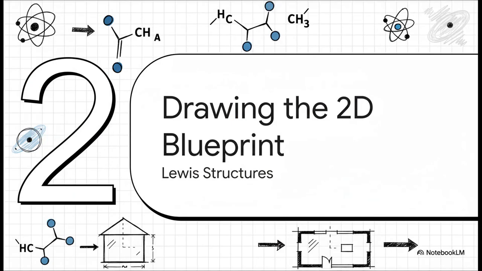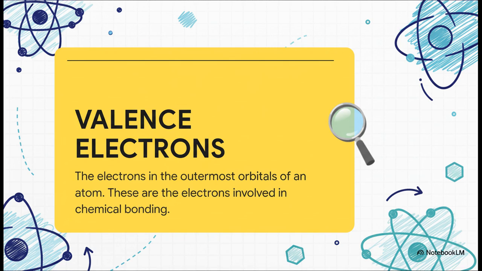Our first step is creating the 2D floor plan. In chemistry, we call these Lewis structures, and they are all about one thing: electrons. Now, we don't need to worry about all the electrons. We only care about the ones on the very outside, the ones called valence electrons. You can think of them like the hands an atom uses to connect with other atoms. They're the only ones that actually get involved in the action.